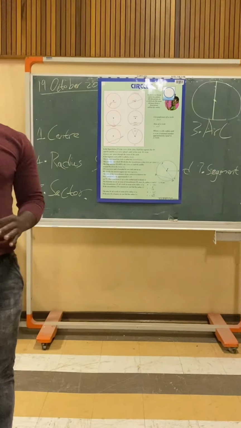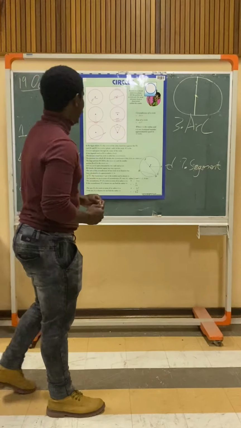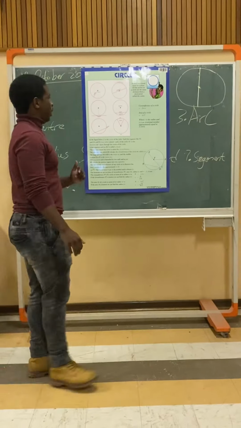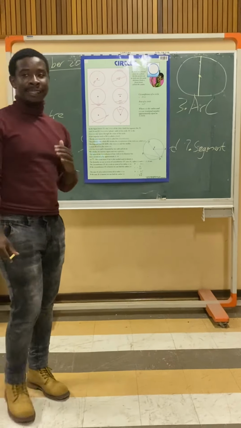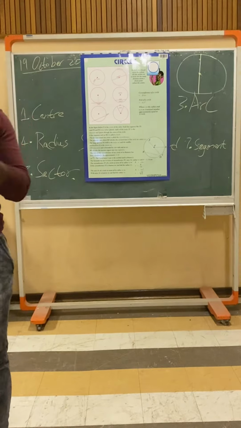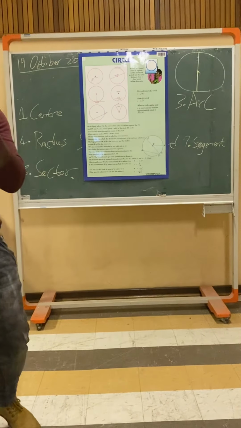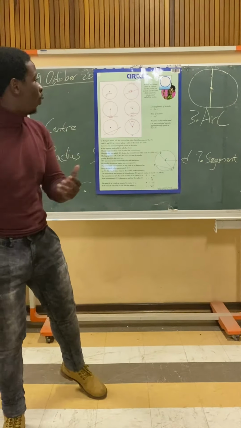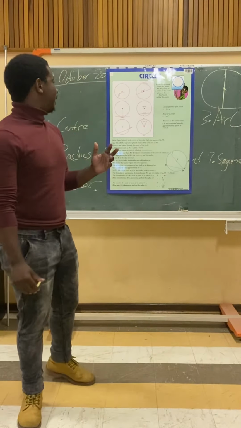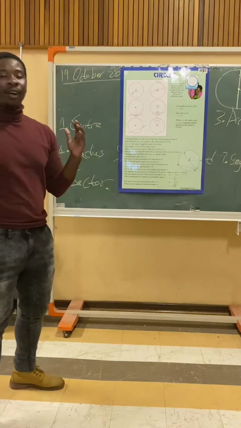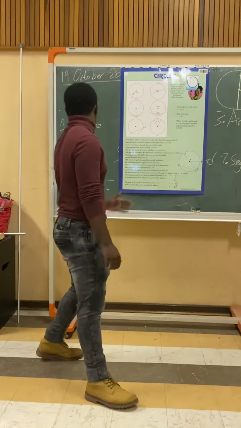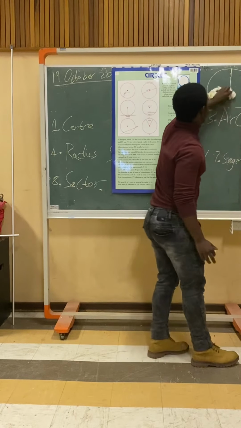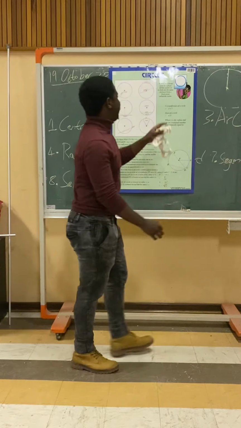Okay, class, now we move on to what we call a sector. So how do you see a sector? A sector is a section of the circle created by two radii. It is a section of the circle created by two radii.